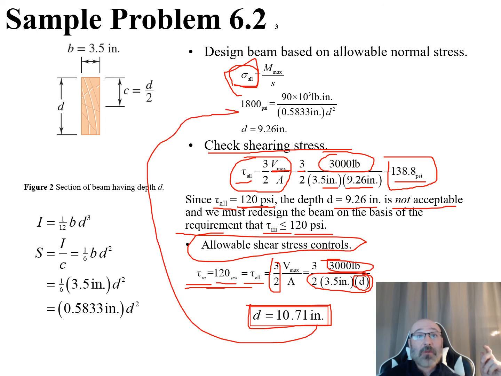which we could then plug back up into our equation above and double check that it is less than the 1,800 psi. Double check that, and it does check out. So that's how we did it. We made the wrong assumption first and compared against our normal allowable stress, and we found out no, that's not acceptable. So we had to go back down here and do it from our shear allowable stress.